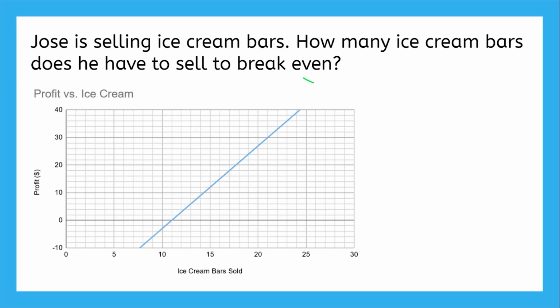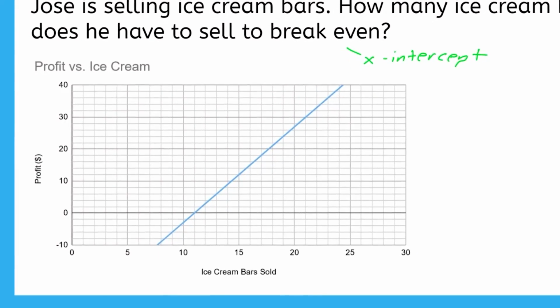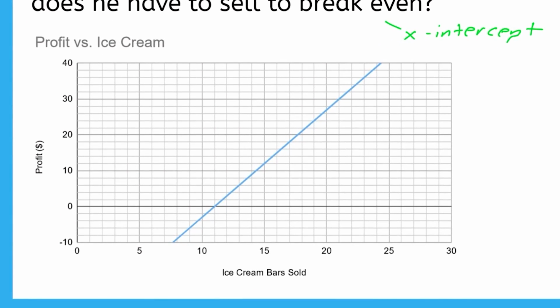The break-even point is the x-intercept, because after selling some amount of ice cream bars, Jose will have made back the money he spent to get them. So where is the x-intercept on the graph? Right here at (11, 0). So if Jose sells 11 bars, he won't have any losses or profit. He will have made $0.